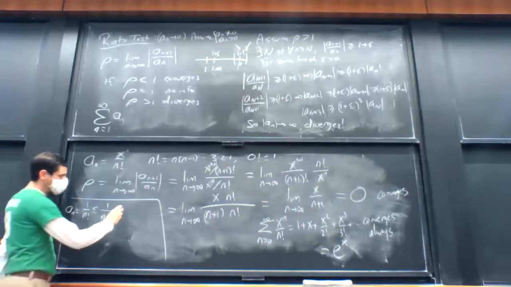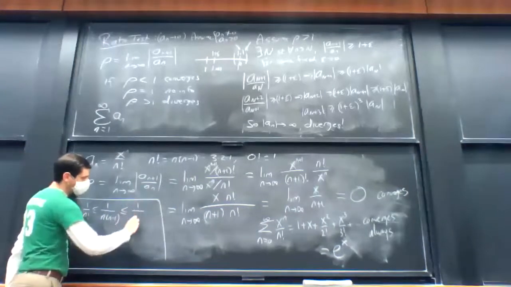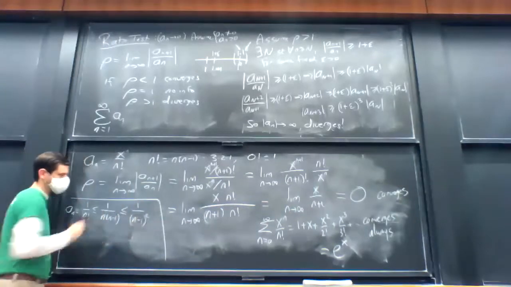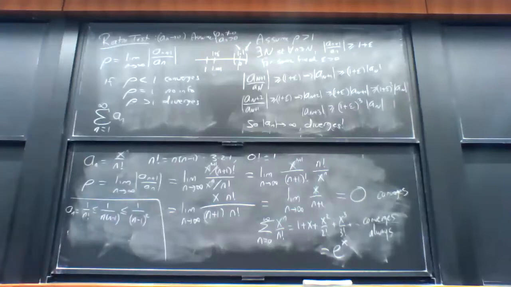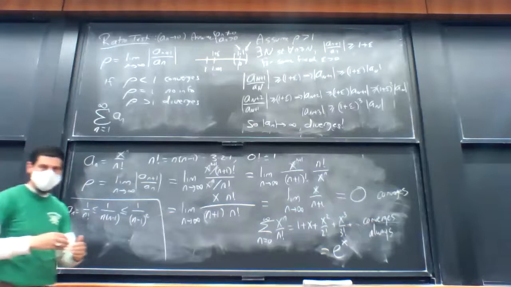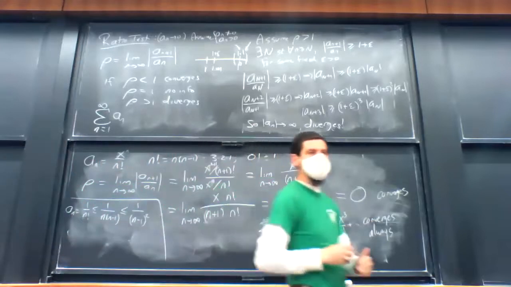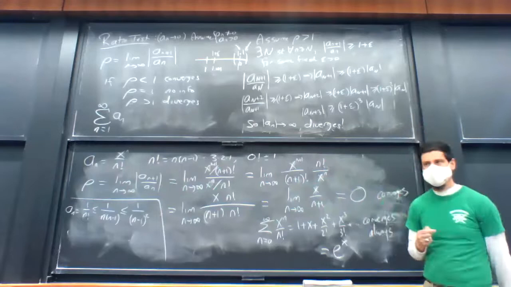Well, this is less than or equal to 1 over n minus 1 squared. Because I'm replacing n with n minus 1. So again, I'm making the denominator smaller. So if I make the denominator smaller, I'm going to make the fraction bigger.